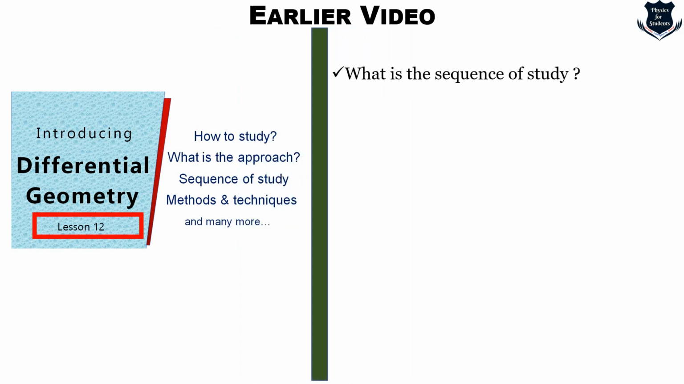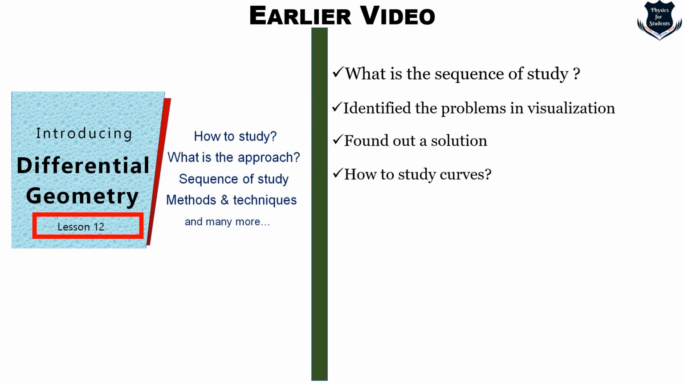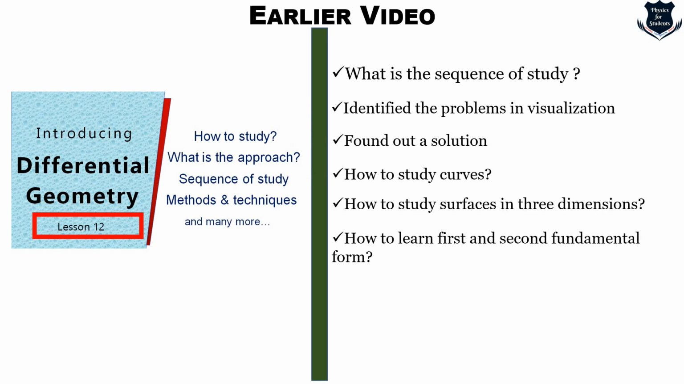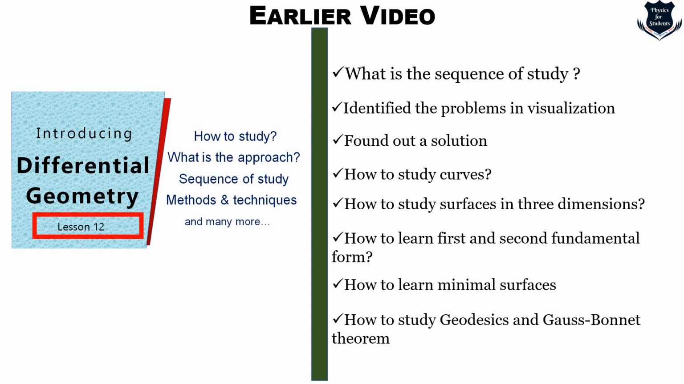In the earlier video, we looked at the sequence of study. We looked into identifying intrinsic and extrinsic geometry, and visualization. We found a solution for how to study curves and surfaces in 3 dimensions, how to learn the first and second fundamental form, minimal surfaces, geodesics and the Gauss-Bonnet theorem.